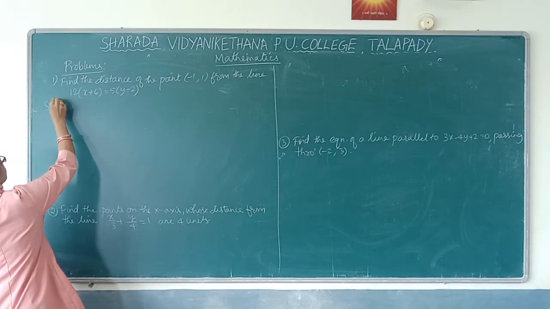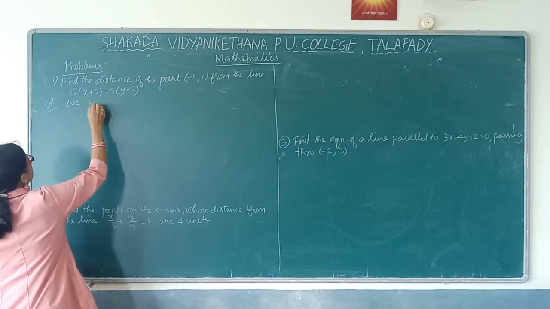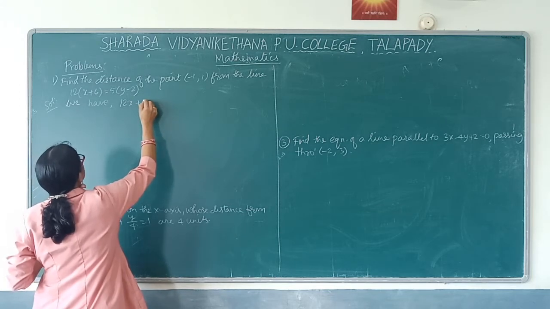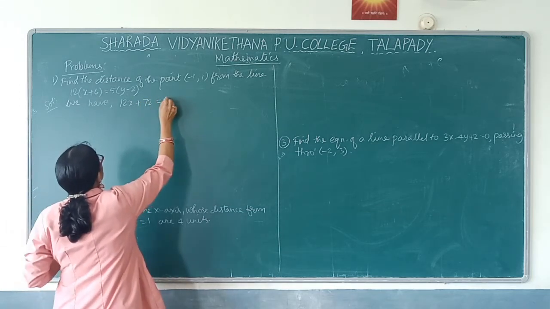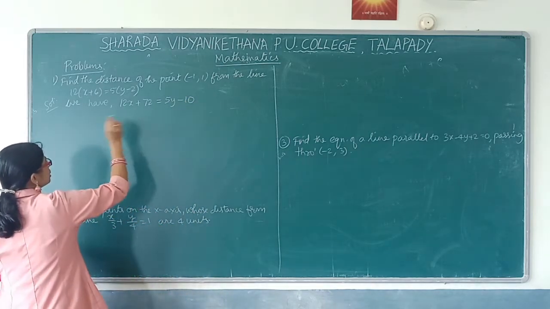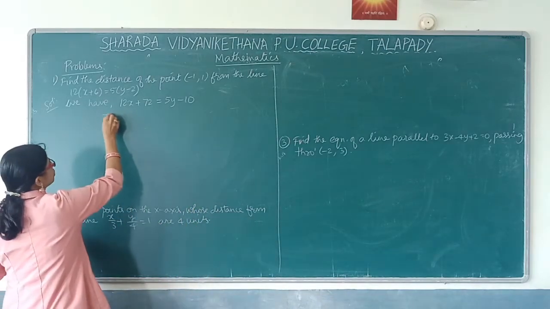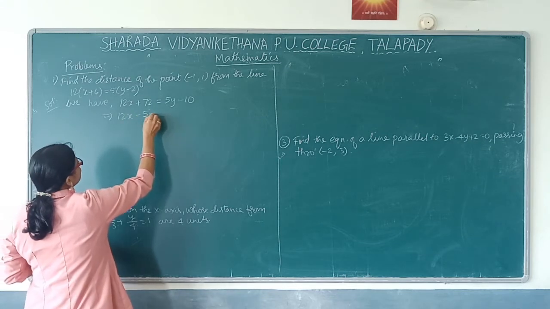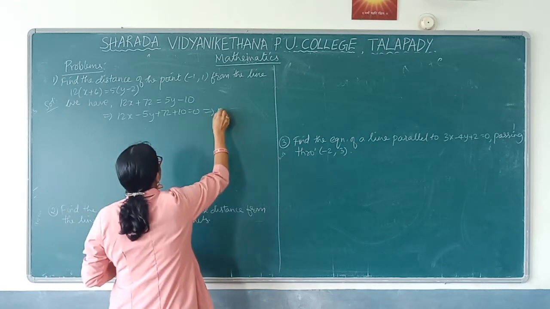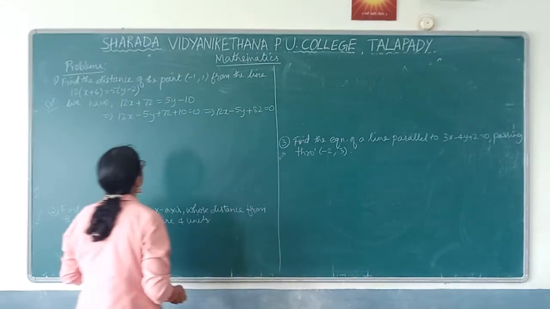So we start the solution. We will just convert this to standard form. We have 12x plus 72, isn't it? 72 is equal to 5y minus 10. Now, first it should be in the form ax plus by plus c is equal to 0. So bring it to that form. So first x term, 12x minus 5y plus 72 plus 10 is equal to 0. So what is the equation? 12x minus 5y plus 82 equal to 0. This is the equation of the line.